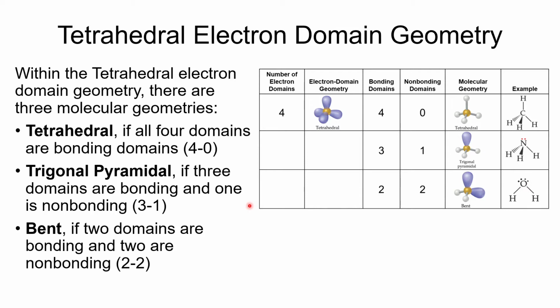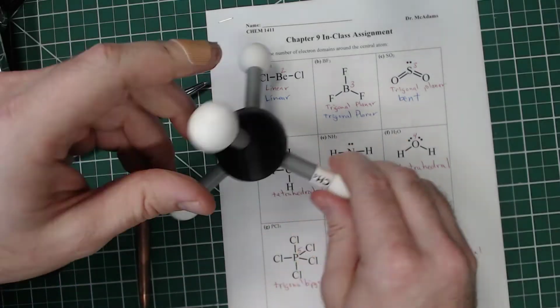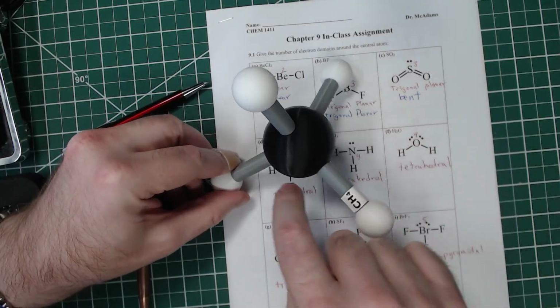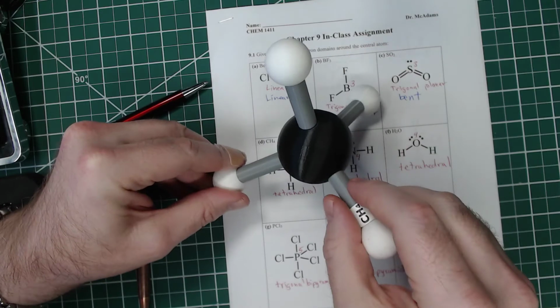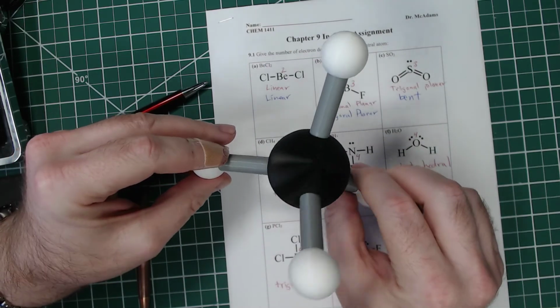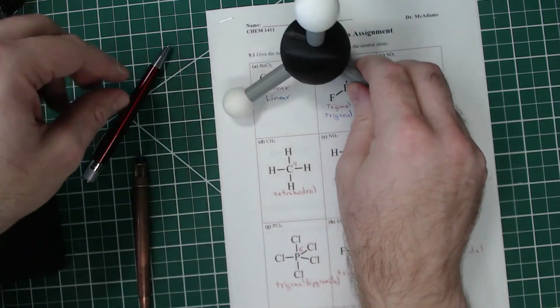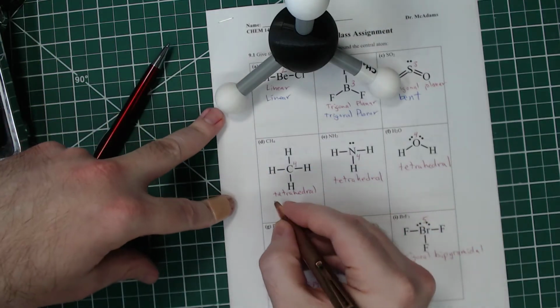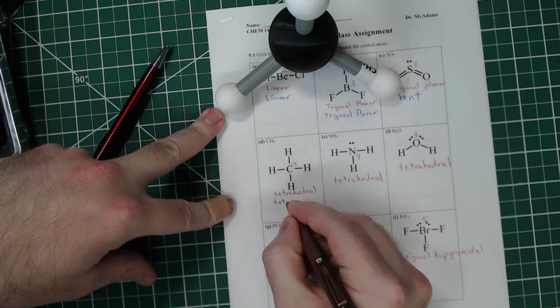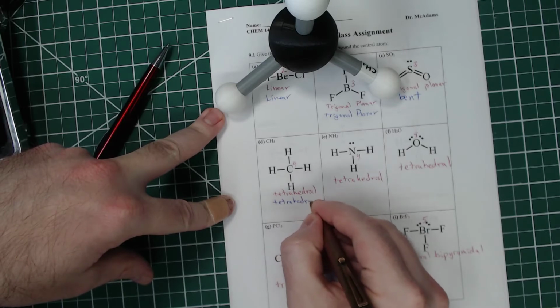So let's go over and look at CH4. So here's CH4. Again, there's 4 bonding domains around this, and there's no lone pairs on that central atom. With no lone pairs, it's going to have the same name as its electron domain geometry, and we will call it tetrahedral as well.